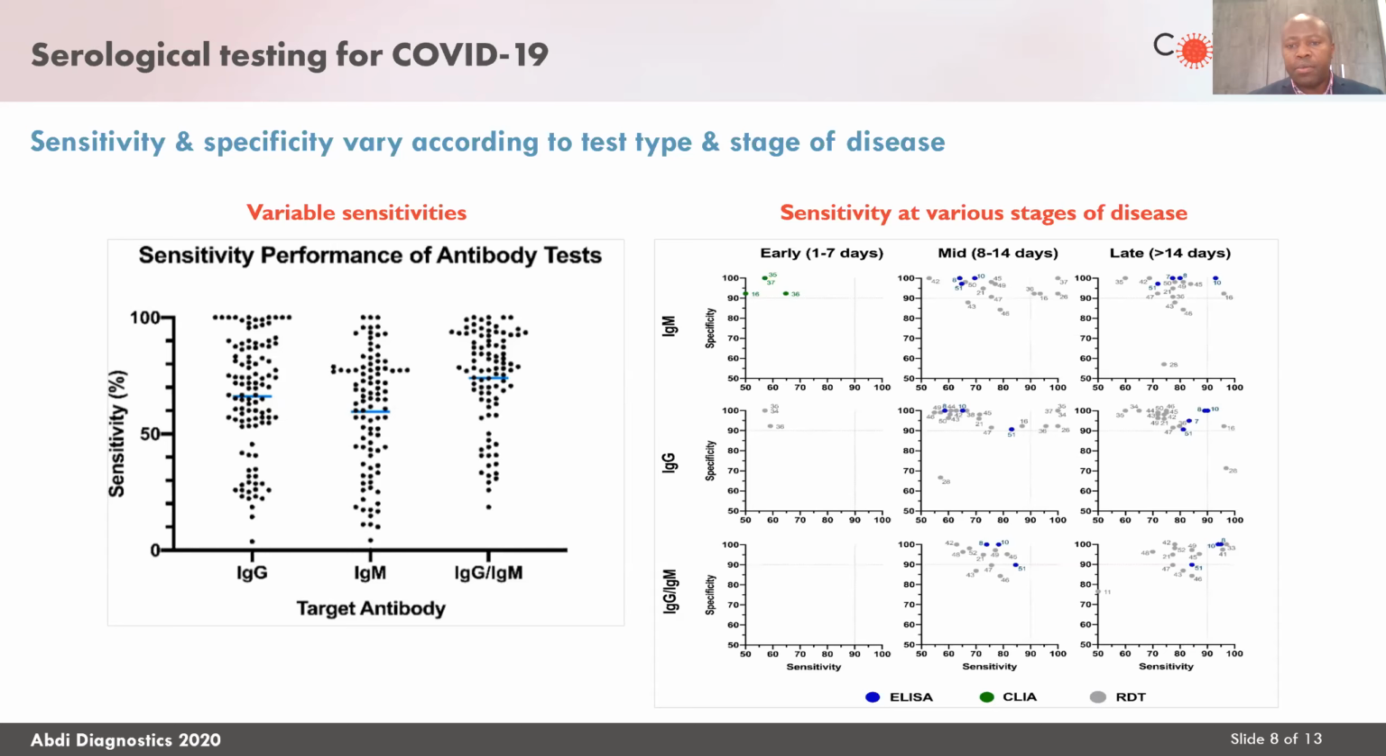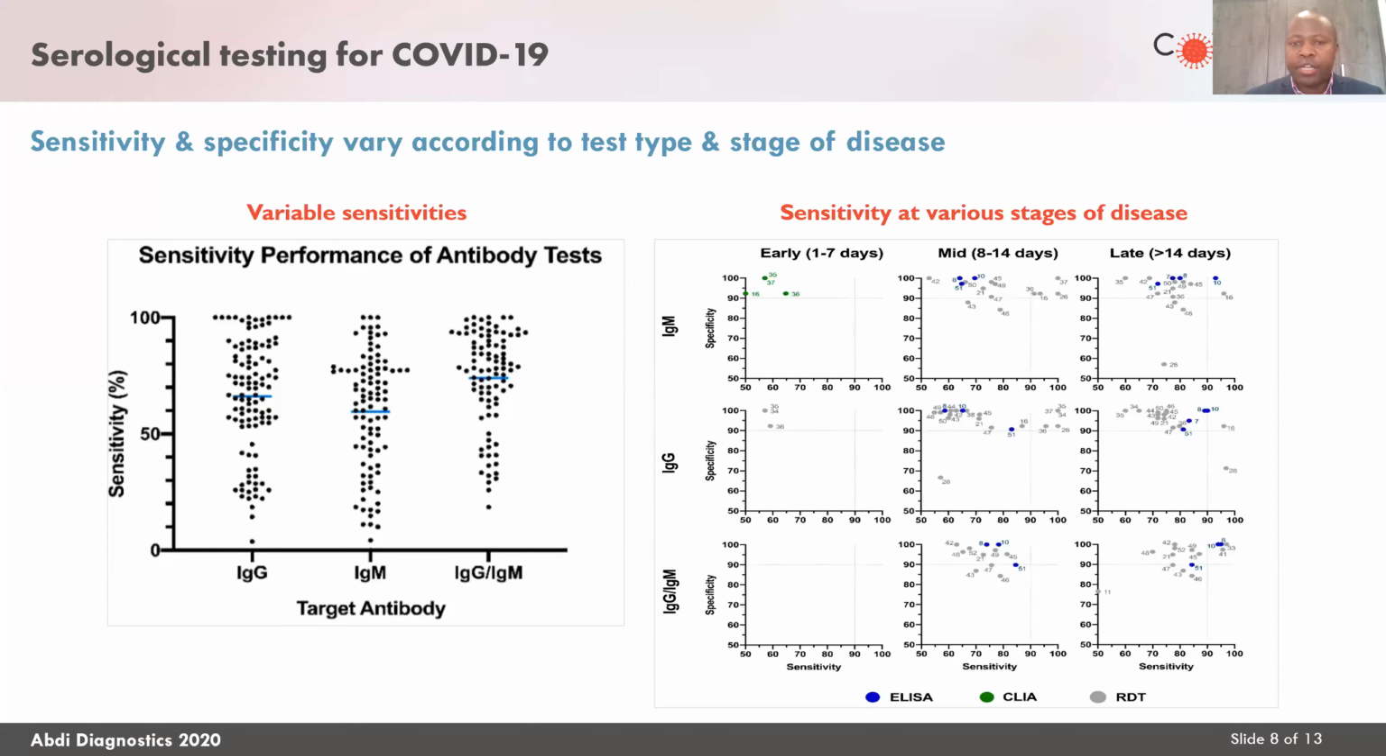So this is kind of a diagrammatic representation of how the specificity and sensitivity works out for these serological tests. So for IgM, the specificity is quite high early on during infection, but sensitivity is very low. Then for other immunoglobulins like IgG and IgM, specificity increases as time goes on during infection, and also sensitivity increases as the time of infection increases.